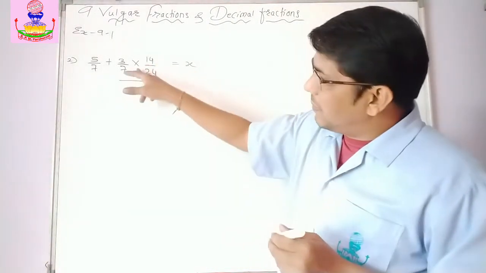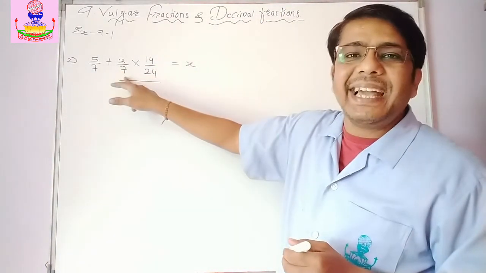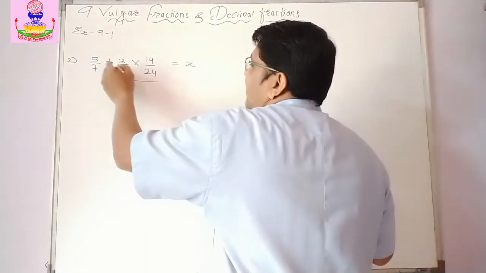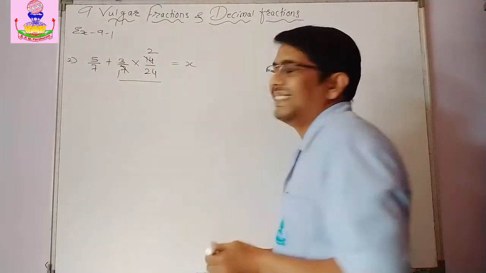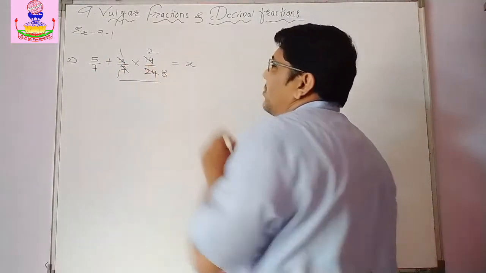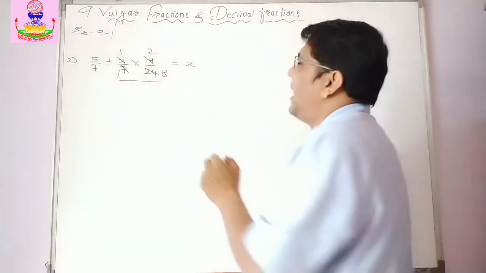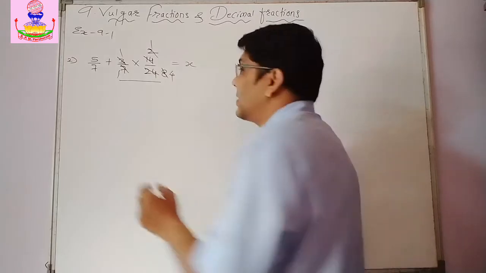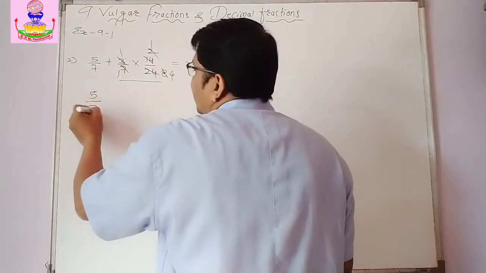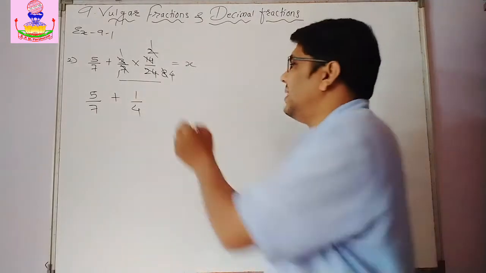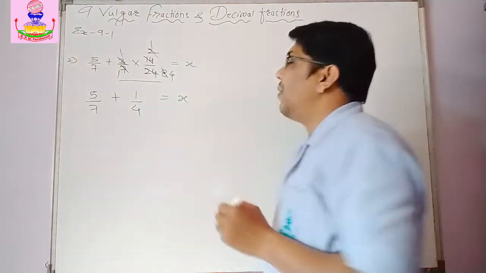Now, one more thing. Here there is a multiplication sign, so I can cancel also. Okay, so 7 ones are 7, 7 twos are 14, 3 ones are 3, 3 eights are 24, right? And 2 ones are 2, 2 fours are 8. So क्या रह गया? 5 upon 7 plus 1 upon 4. देखा? So that is equal to x.